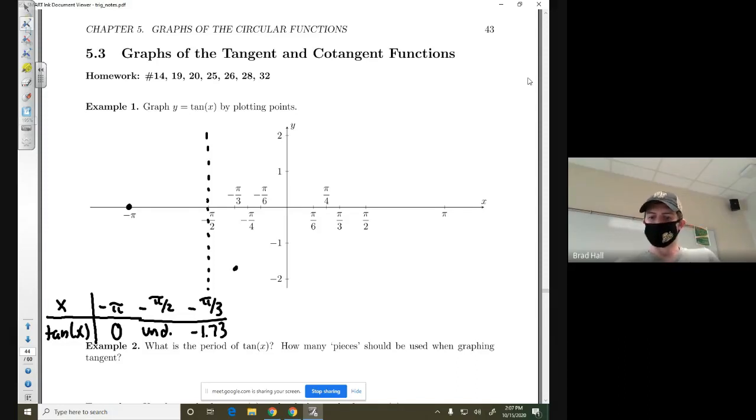About right there. And if we keep going, what about negative pi over 4? Or negative pi over 6? What do these values give us? This one's a pretty nice number. We just get negative 1, so we can plot that one pretty easily. Then what about negative pi over 6? Negative 0.577. That's about halfway here.